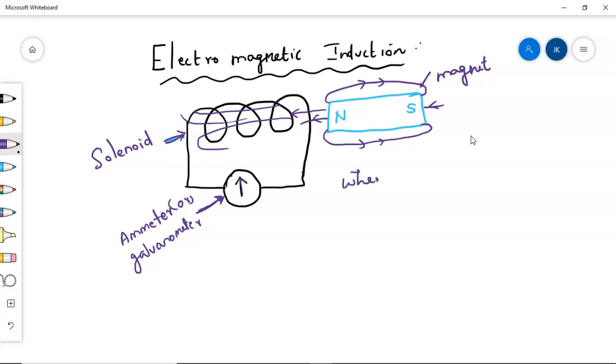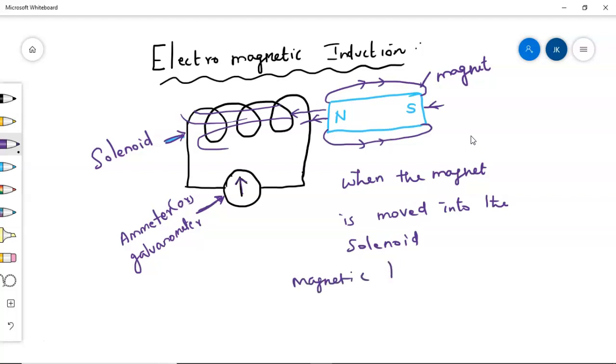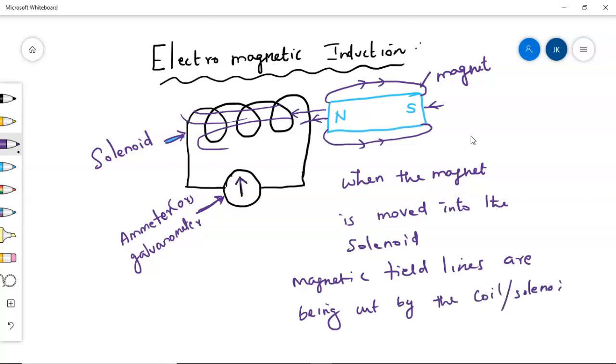So when the magnet is moved into the solenoid, magnetic field lines are being cut by the coil or the solenoid, which induces EMF, and which causes induced current.